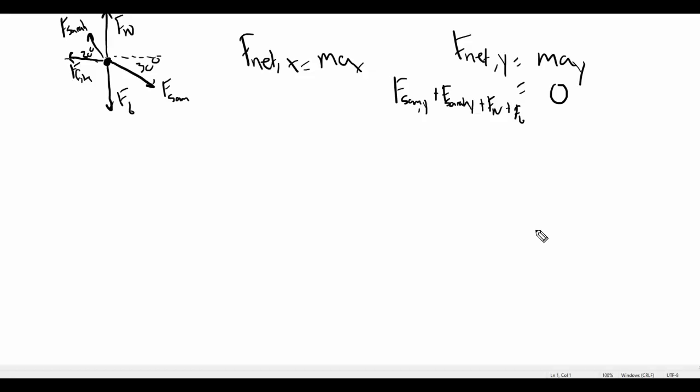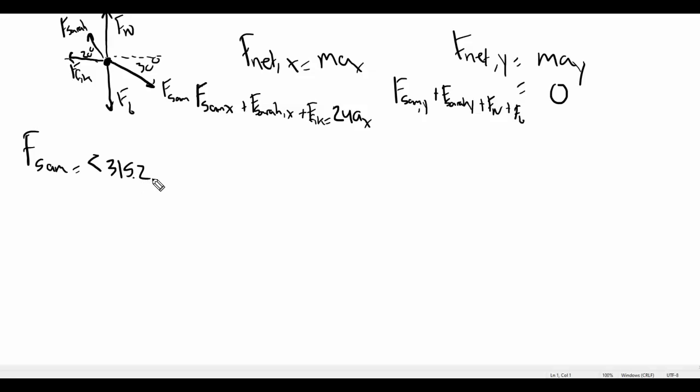Okay, and so Fn is going to change again. And in the x direction, I now have F Sam x plus F Sarah x plus F K equals M. Actually, I know what the mass is. It's 24. 24AX. Okay, so I know what FSAM is because I had found that before. The X component was 315.2 and the Y component was 182, but it was negative.